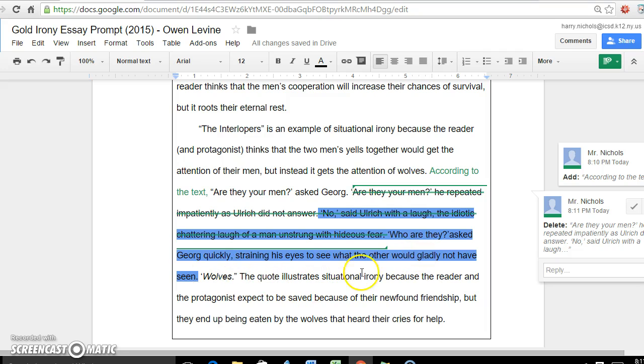Wolves. This quote illustrates irony because the reader and protagonist expect to be saved because of their newfound friendship, but they end up being eaten by the wolves that heard their cries for help.